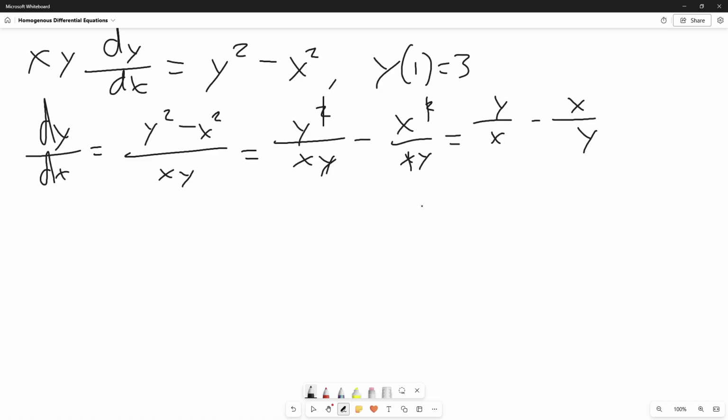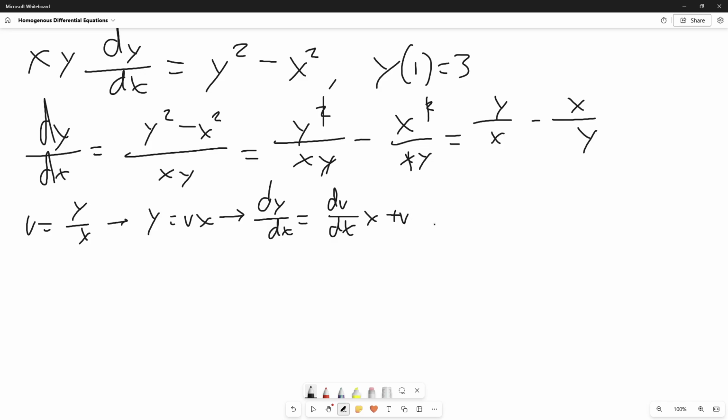And this is homogeneous because it's a function of y over x. So we can set v equal to y over x, and then y equal to vx, which from that we get dy over dx equals dv over dx times x plus v. And then now we substitute everything. So dy over dx turns into this. So dv over dx times x plus v is equal to this. We substitute y over x for v, and x over y for 1 over v.